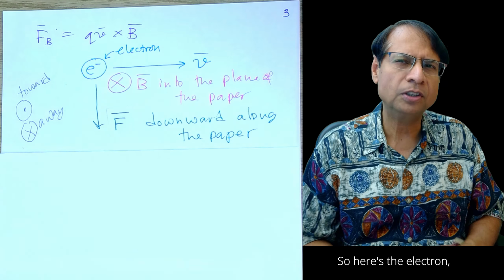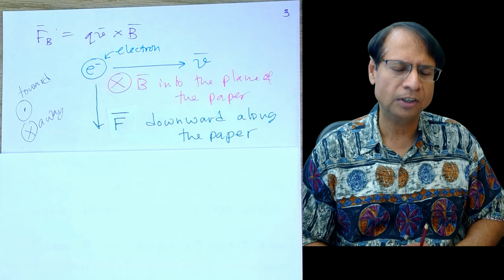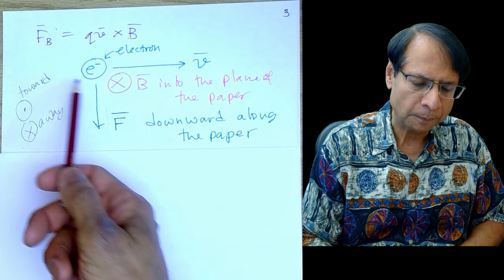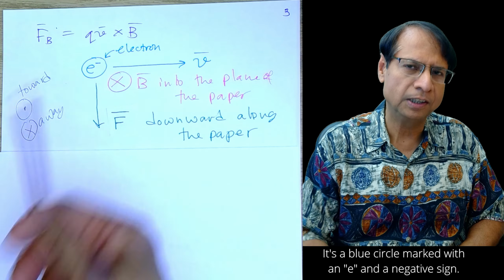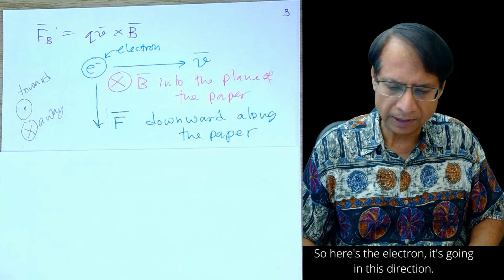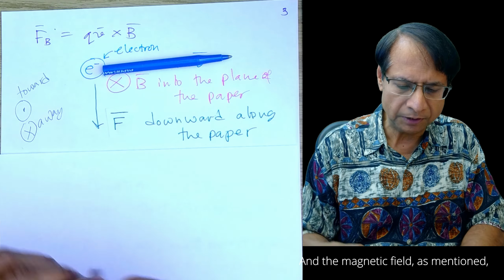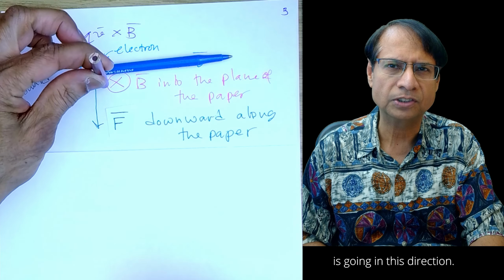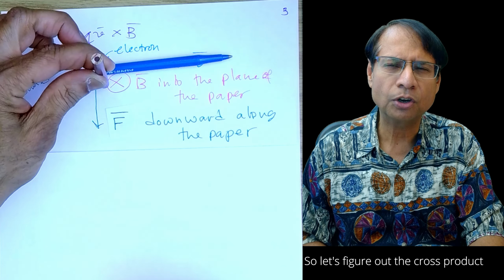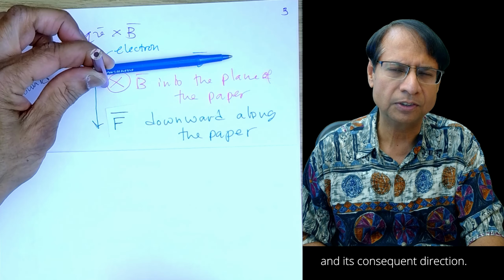So here's the electron. Those of you who've never seen an electron, it basically looks like this. It's a blue circle marked with an E and a negative sign. Here the electron is going in this direction, and the magnetic field, as mentioned, is going in this direction. So let's figure out the cross product and its consequent direction.